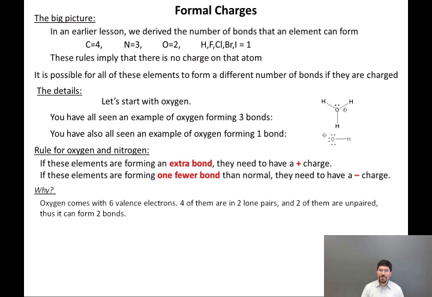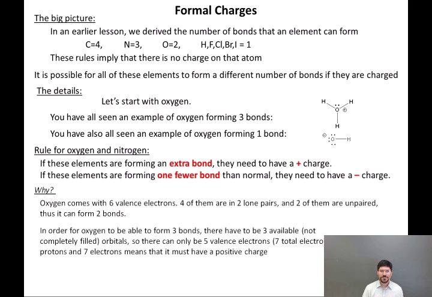Well, oxygen normally comes with 6 valence electrons. That's what it means to be in group 6 of the periodic table. And in a molecule that contains a neutral oxygen, there are 2 lone pairs on that oxygen. 4 of the valence electrons are in those 2 lone pairs, and 2 of the electrons are unpaired. Therefore, oxygen can form 2 bonds. It has 2 available orbitals.